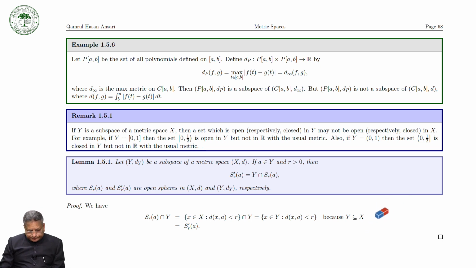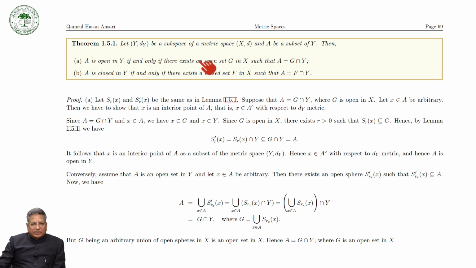For example, now we can go a little further with the help of this lemma, that is to say how we can define the open set and closed set in Y. Because I am emphasizing, keep in mind, it is very important that the open ball in Y and the open ball in X are different. Sometimes they are the same. They are the same only if the ball is contained entirely in Y. Otherwise, they are not the same.